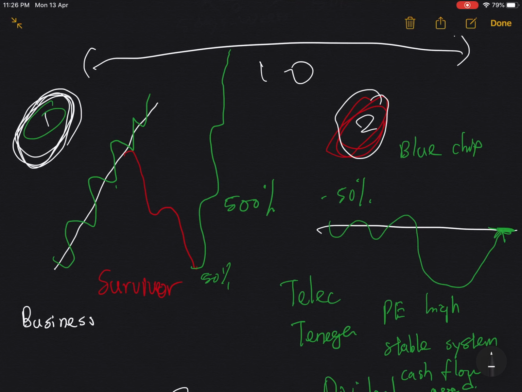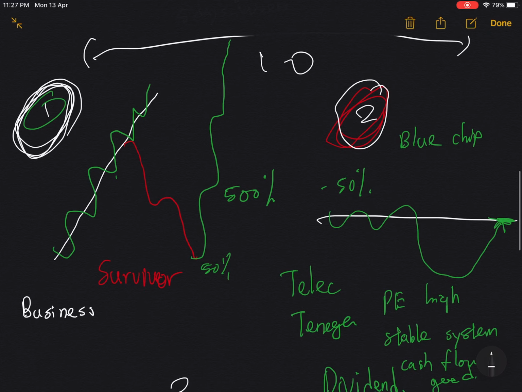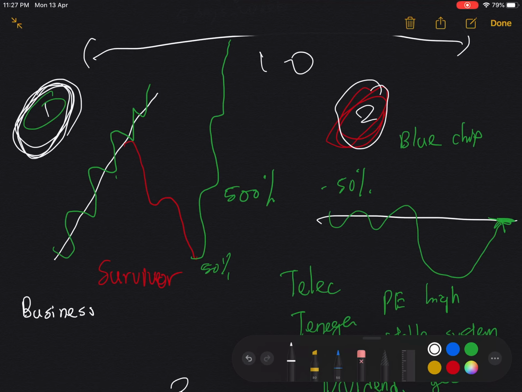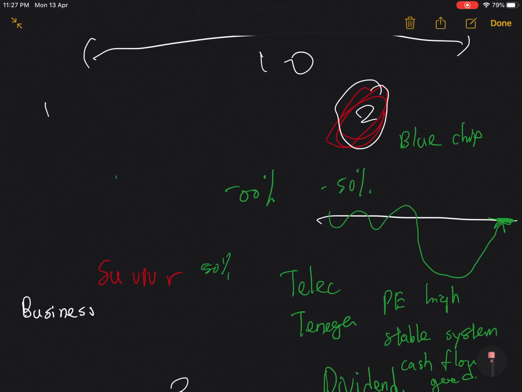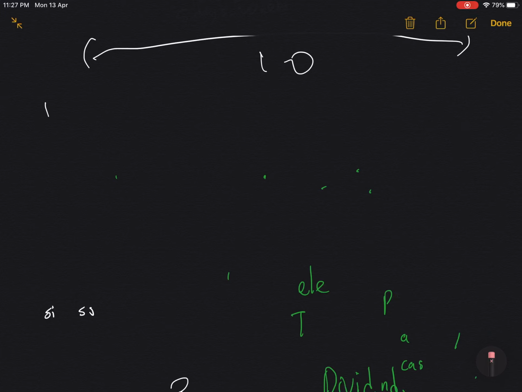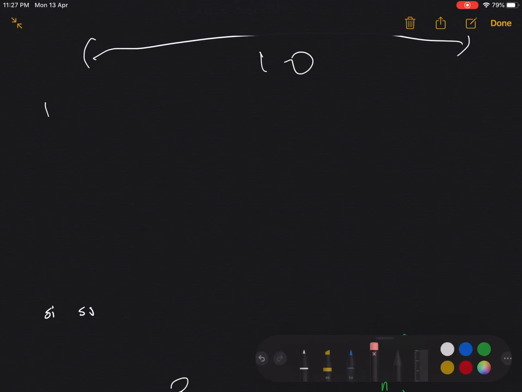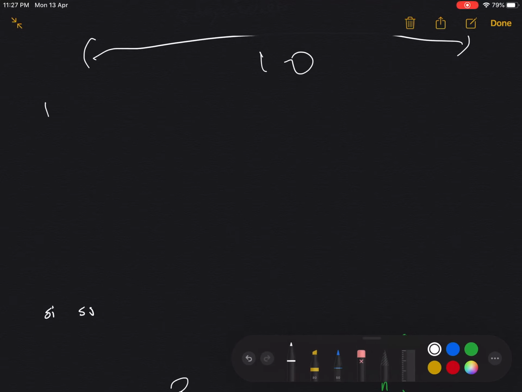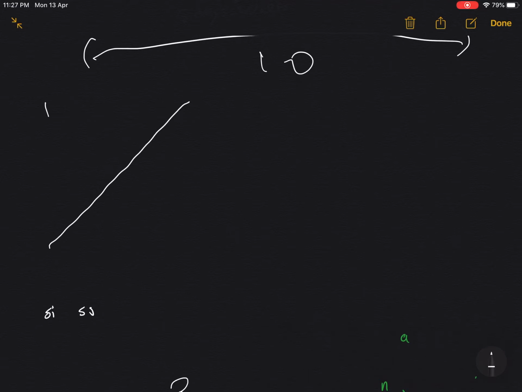Okay, there are 3 different types of counter right now. The first counter, I erase everything first. The first type of counter is growth counter, which is, for example, like technology counter, like those booming industry. So you get this kind of earning or this kind of growth.